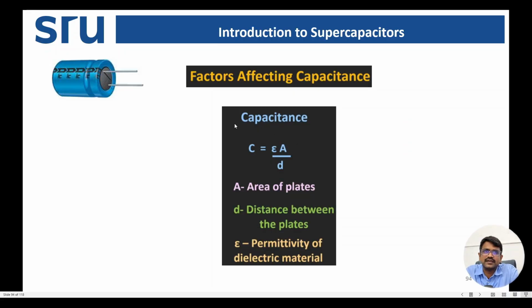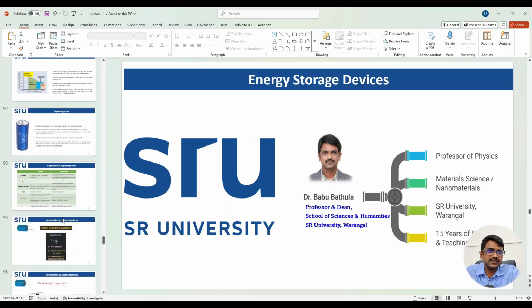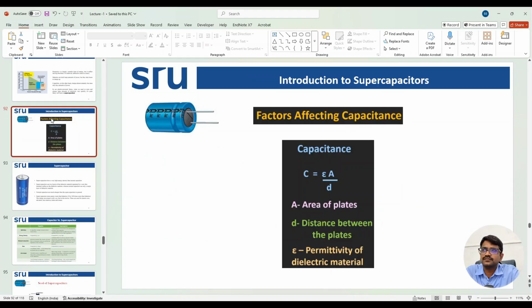So this is what we have discussed earlier, right? Factors affecting capacitance. Actually, this slide must go here. So factors affecting capacitance: C is equal to epsilon A by D. A means area of the plates. Area must be higher. D means distance between the plates. D must be lower. So lower is better. Lower distance provides better capacitance. Epsilon is the permittivity of the dielectric material. It is related to the dielectric material nature.